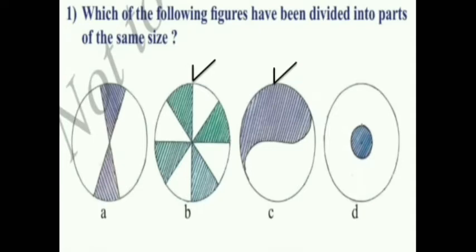Now we will see the next figure. In this figure, the circle is divided into 2 parts. The 2 parts are not equal. So we will not tick this one.